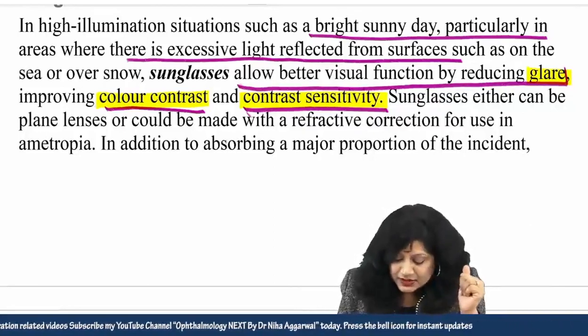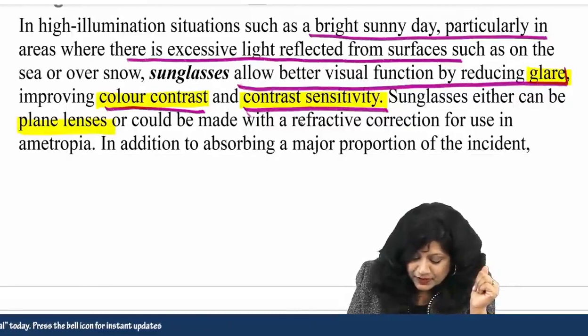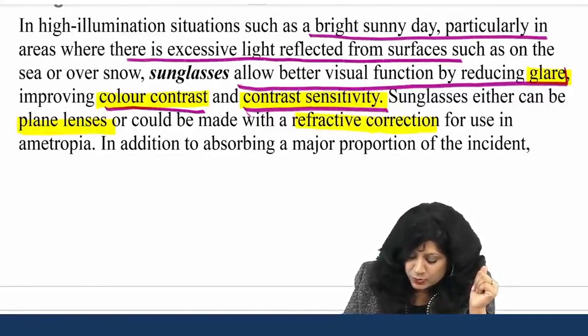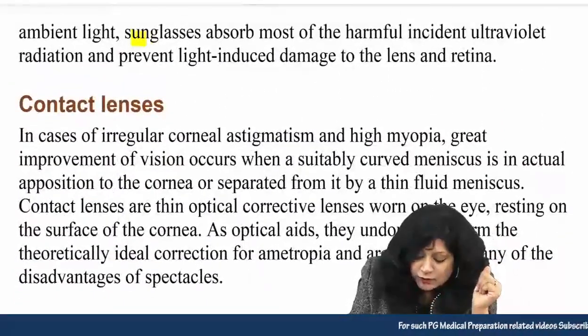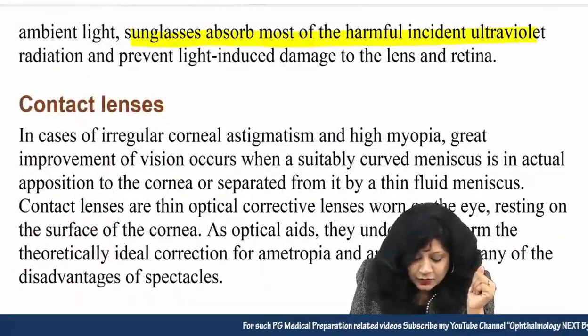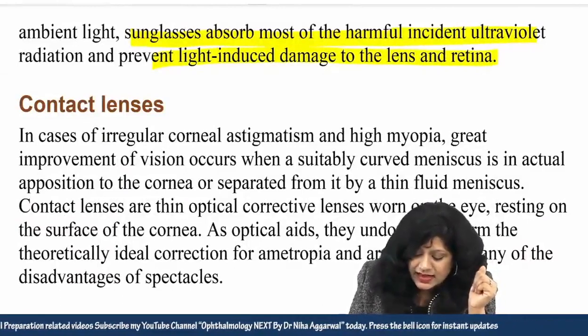Okay. Sunglasses either can be plain glasses, or it could be made with a refractive correction for use. In addition to absorbing a major portion of the incident ambient light, they also absorb most of the harmful ultraviolet radiations, and they are preventing the light induced damage to the lens and the retina.